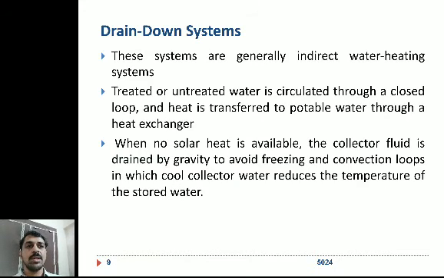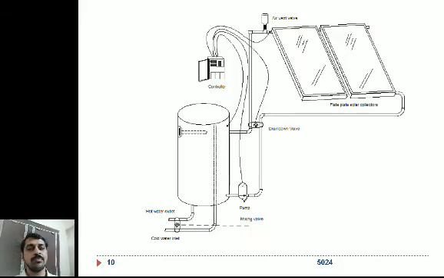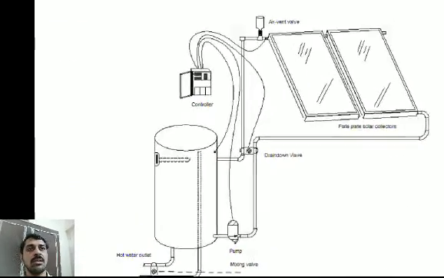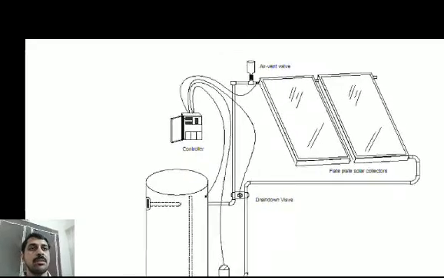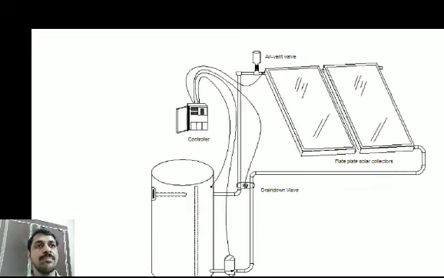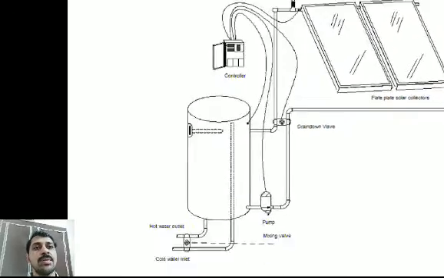So when no solar heat is available, the collector fluid is drained by gravity to avoid freezing. So that's why it is named the drain down system. Whenever there is no solar energy available during the night time, the collector fluid inside the collector will be drained down. You can see here, there is a storage tank, there is a collector, and the connections, air vent valve, etc.